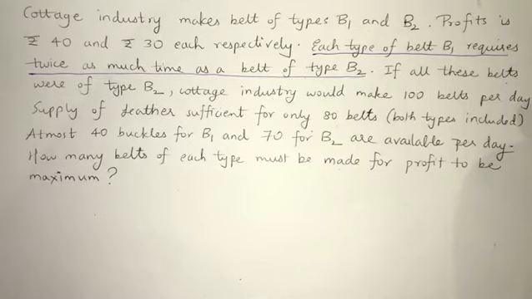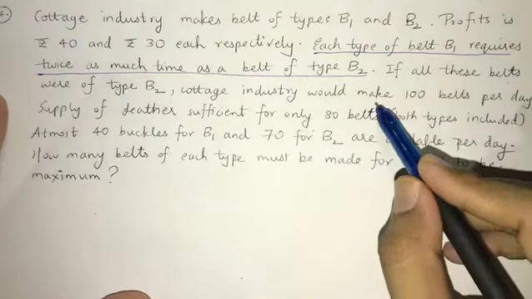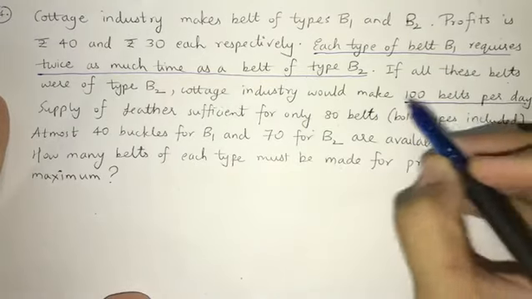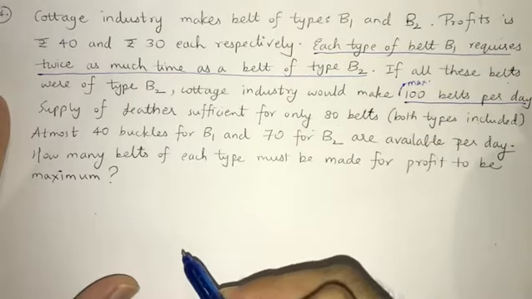If all these belts were of type B2, so we would stop the production of B1, and all the belts produced by the industry will be of type B2. B1 is stopped, in place of B1 we also make B2, and the B2 that is already being made continues. Then the cottage industry would make a maximum of 100 belts per day. It is max 100 belts per day.